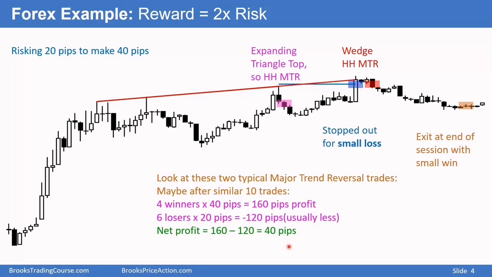It actually would be better because you probably would lose less than 120 pips on the 6 losers, because the 6 losers probably would not be 6 losers. It might be 3 small losers and 3 small winners. But in any case, if you took 10 trades and they had reasonable setups, the odds are that you would probably end up with a profit.